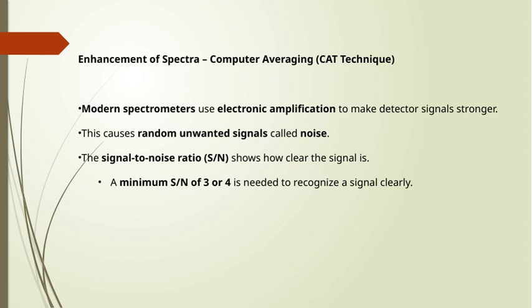That's where the concept of the signal-to-noise ratio, or S/N, comes in. It essentially measures how clear or how distinguishable our signal is from this background noise. The higher the S/N, the better. For us to reliably recognize and interpret a signal, we generally need a minimum S/N of about 3 or 4. By using the CAT technique, we can average multiple scans to improve this ratio, making our signals much clearer and more reliable. This is especially important as we aim for precise, accurate spectroscopic data, connecting this to our overall goal of obtaining high-quality spectral information.